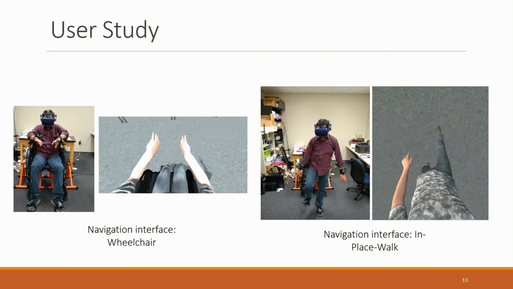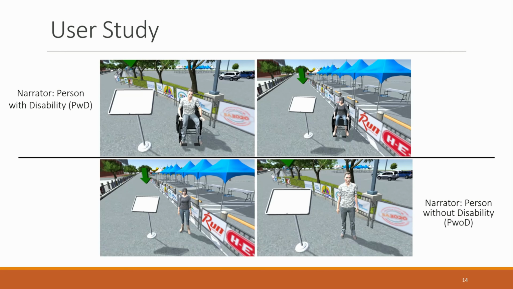This slide is showing the participant experiencing the virtual environment in two different locomotion interfaces. This slide is showing the participant receiving information from the narrator.